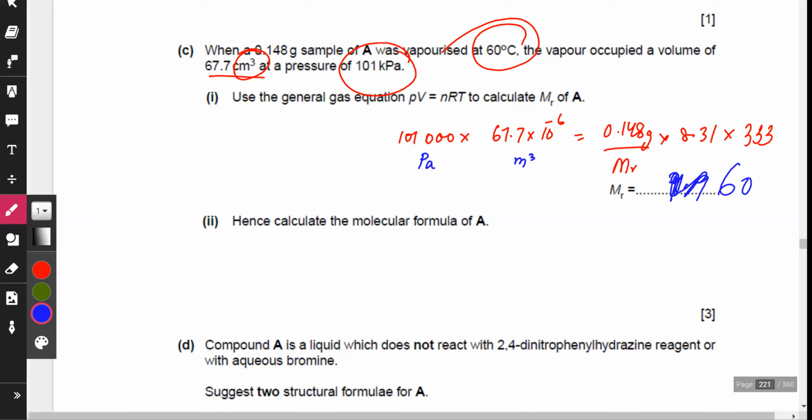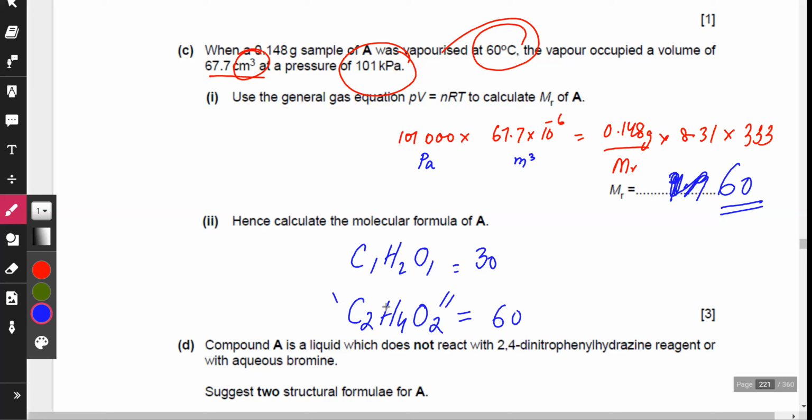Okay, now he's asking to calculate the molecular formula. We figured out that the empirical formula was C1H2O1, right? Which is basically 1 carbon 12 plus, so this is basically 30. The Mr is coming out to be 60. So that means the molecular formula is going to be double this. It's going to be C2H4O2. The ratio would be the same, the number of atoms would be twice. So this is your molecular formula. Okay? Hopefully everyone knows how to find the molecular formula from the empirical formula, given that you're given the Mr.